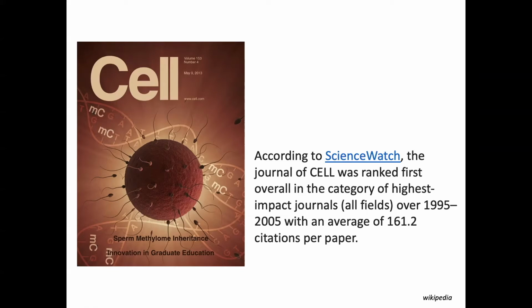The journal Cell was ranked first overall in the category of highest impact journal over 1995 to 2005, with an average of 161.2 citations per paper. In 2019, the impact factor of Cell ranked first out of 298 journals in the biochemistry and molecular biology field. So this is a very good journal.